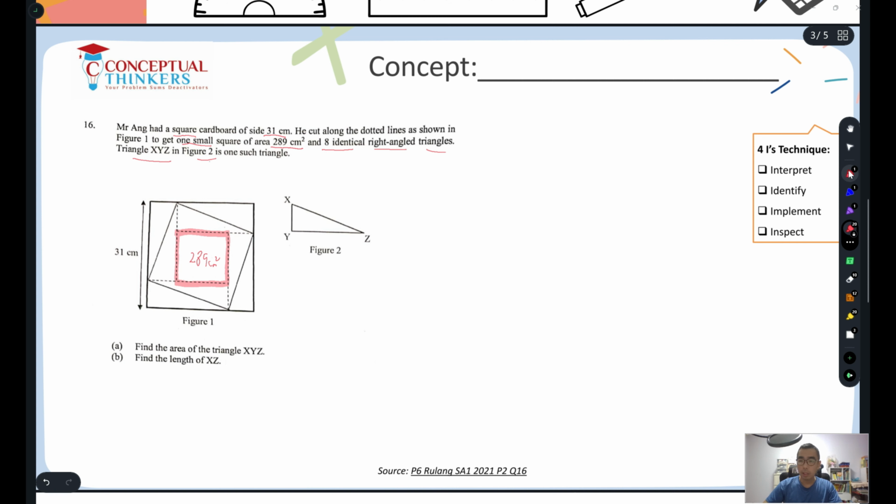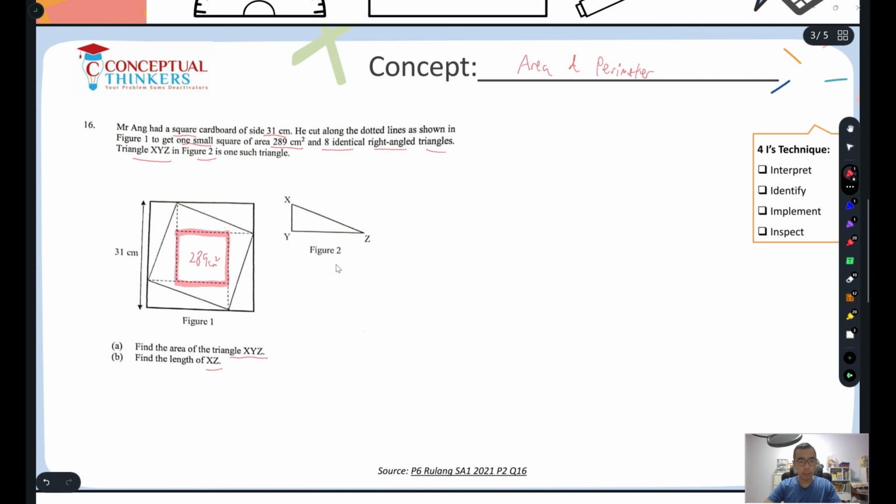Okay. So for part A, we need to find the area of the triangle XYZ. Then we also need to find the length of XZ. The concept they are trying to test you on will be area and perimeter. This is pretty straightforward, so let's dive in and solve the question.